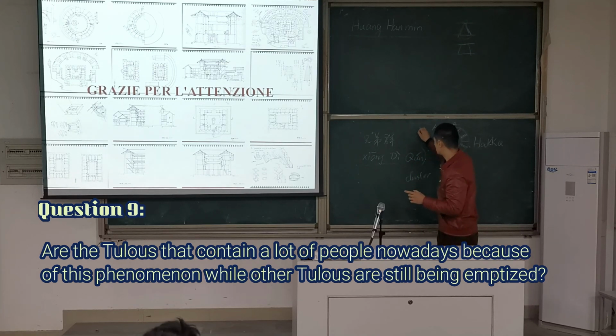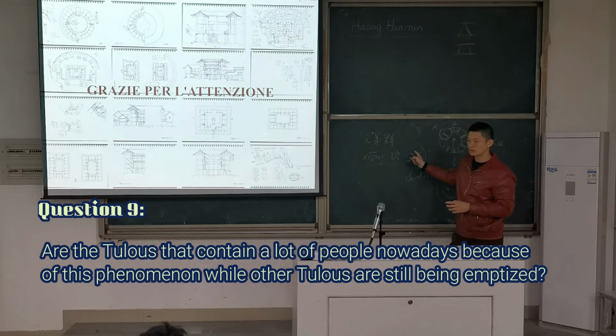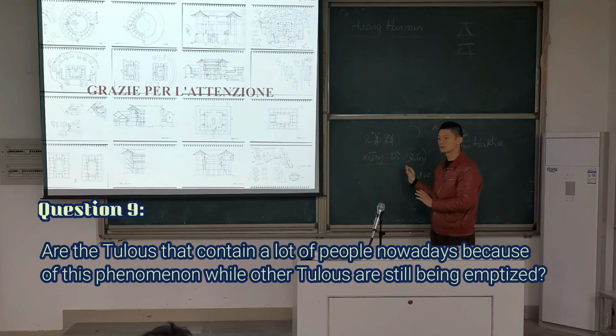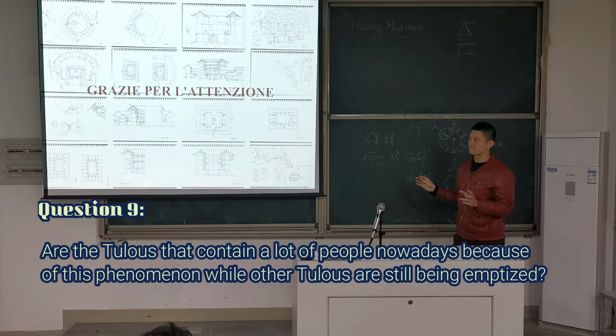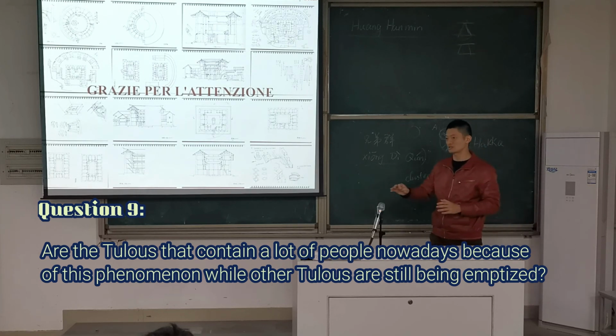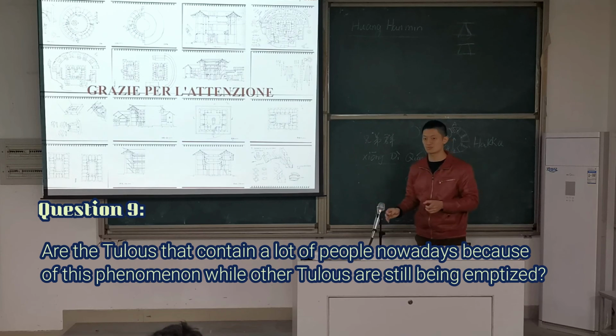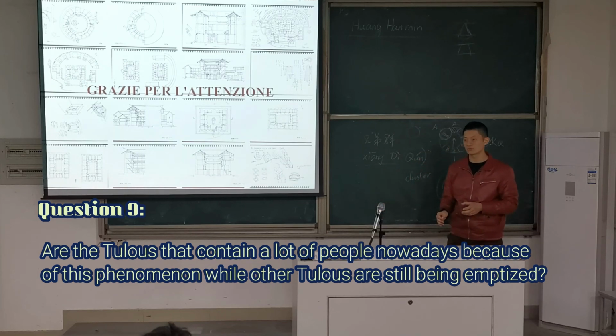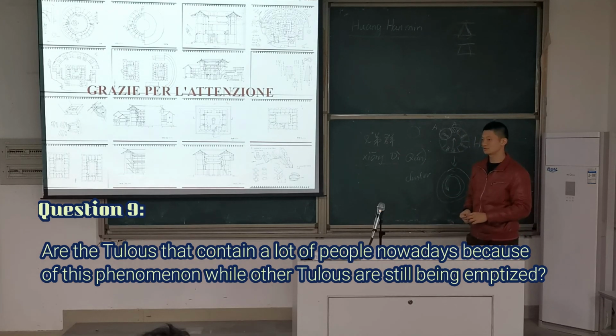And those hollow tulou are just left there. Even though the government puts money every year to protect those hollow tulou, the money is put inside the pocket of each owner who is living nowadays in the city center. And that is the biggest problem. They don't do anything to solve the problem. They just take the money.